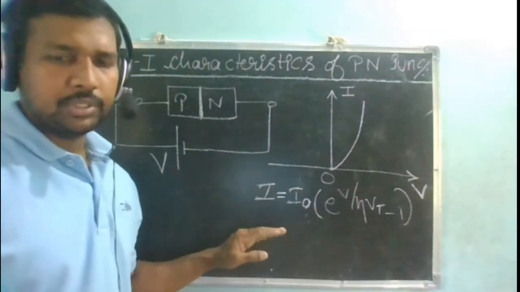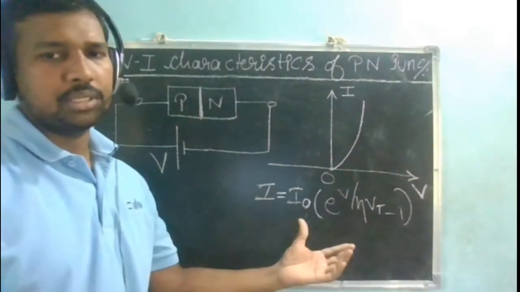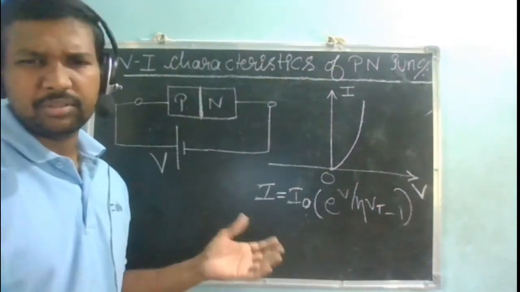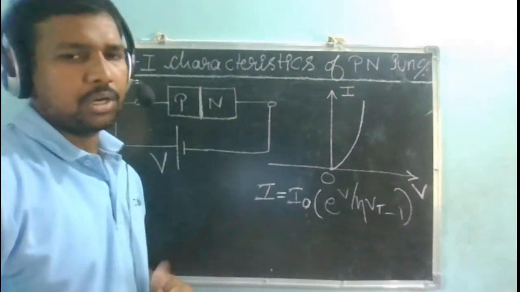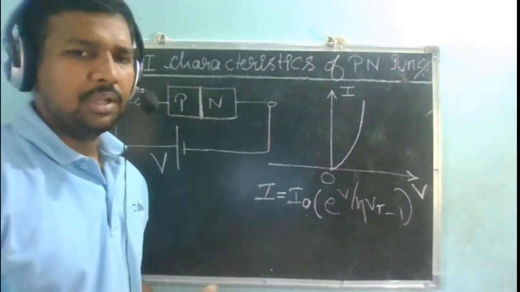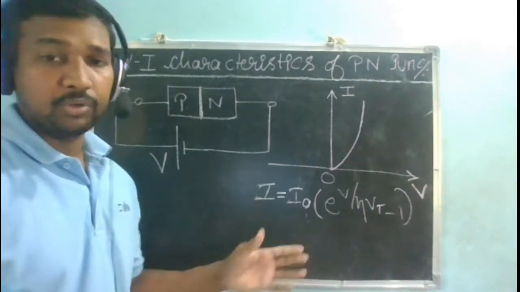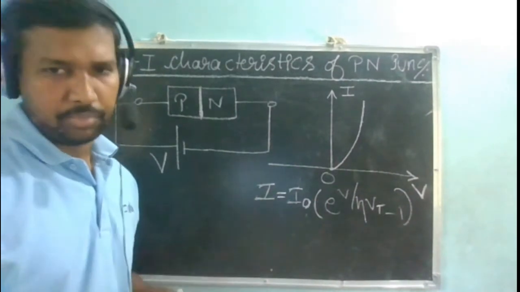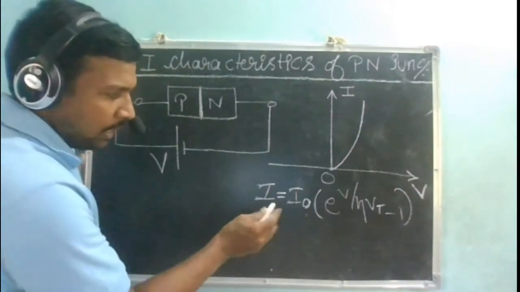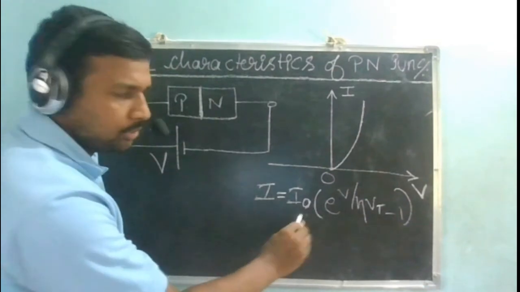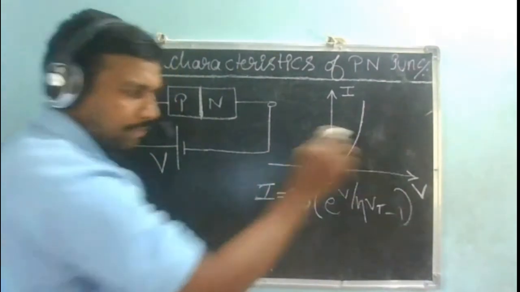If you are not in a position to derive this, at least you should tell what this equation is, because this is the basic. From the electronics point of view, this is what is expected in general. Even if you give the answer, there is no surprise at all, but if you don't give the answer, then there is really a surprise. So I is given by I naught into e power V by eta Vt minus 1.